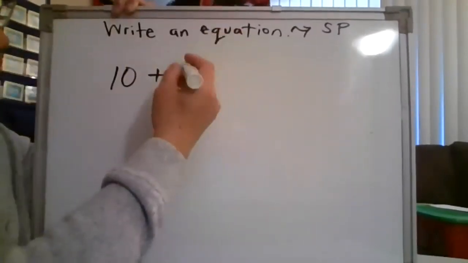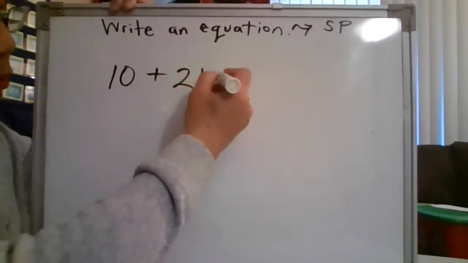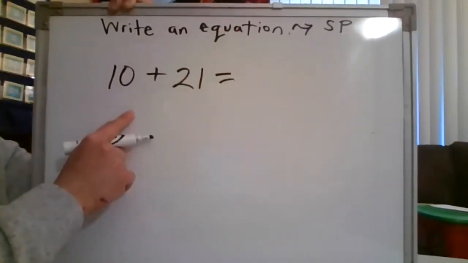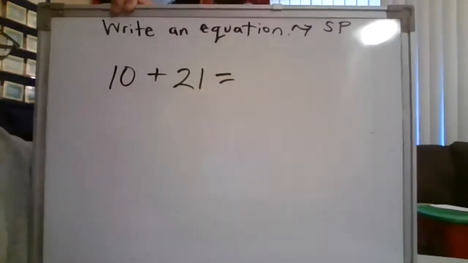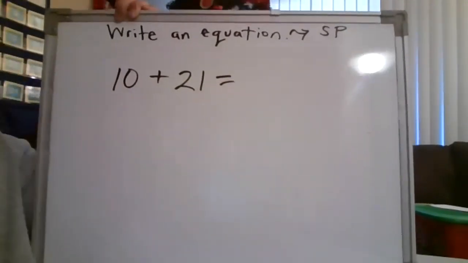10 plus 21. Here we just wrote an equation. Now we have to create a story problem. So let's create a story problem.